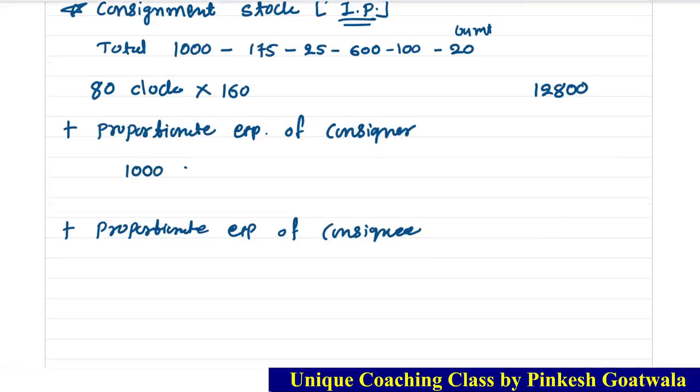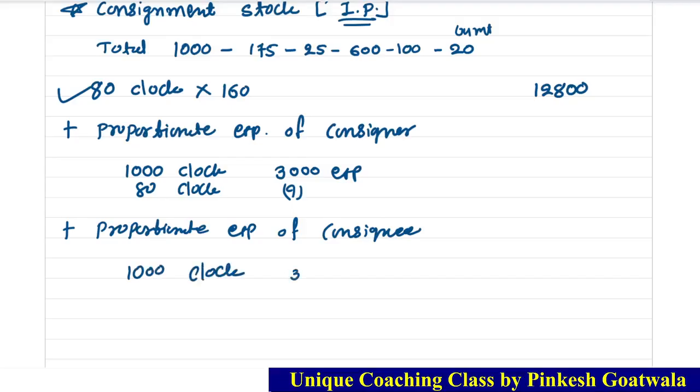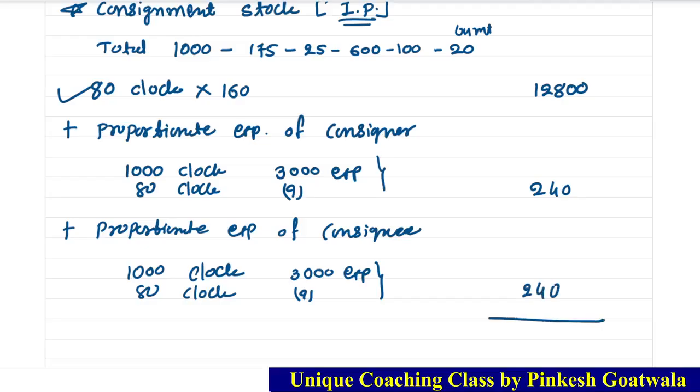So both have the same point. Okay, 1000 clock, 3000 expense, and here 80 clock as a stock. So what will be at 80? 1000 clock, 3000 expense. What will be at 80? So 3000 into 80 divided by 1000, that is 240, and here also amount 240. So total 240 and 12,800 to 80. It is the value of stock.